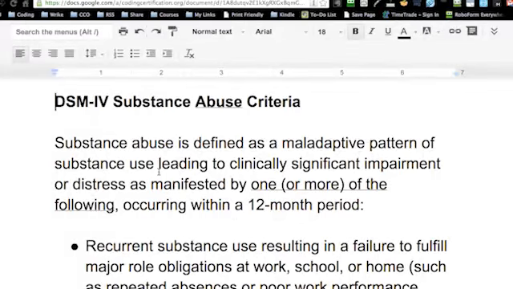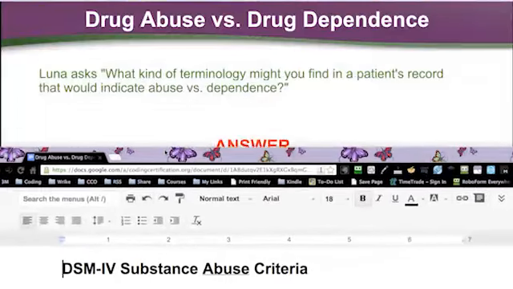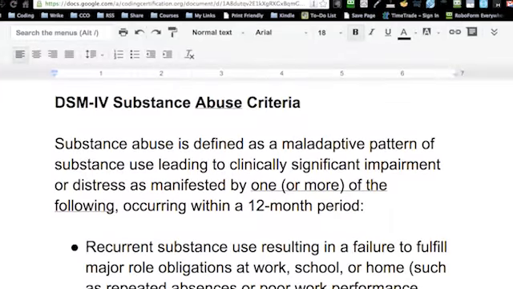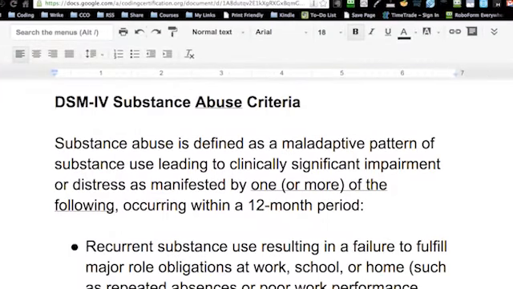And before I go on, as far as what indicates abuse versus dependence, the physician should really be documenting one of those two words. You shouldn't have to piece it together, but it helps to understand what's behind the difference. Here we go. Substance abuse is defined as a maladaptive pattern of substance use leading to clinically significant impairment or distress. That's pretty much the same for abuse versus dependence.